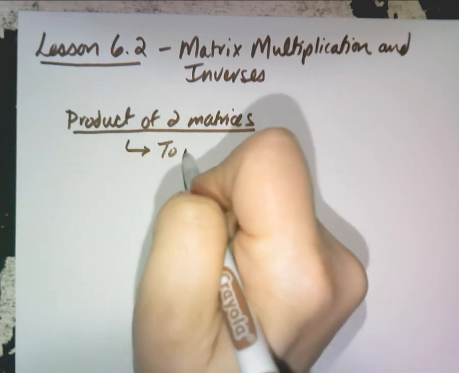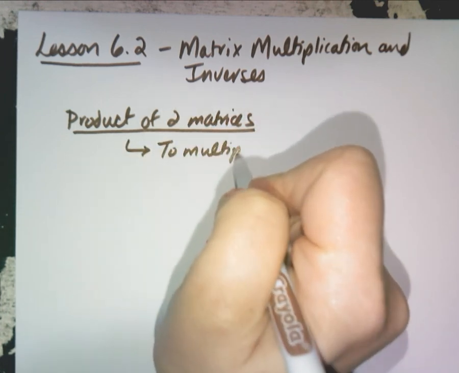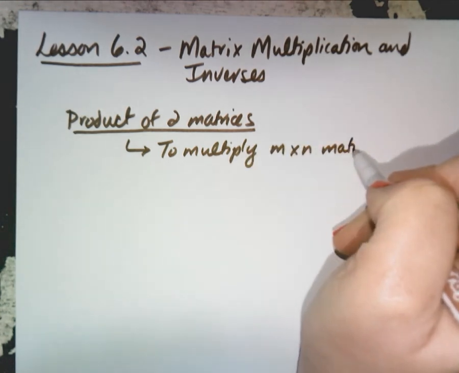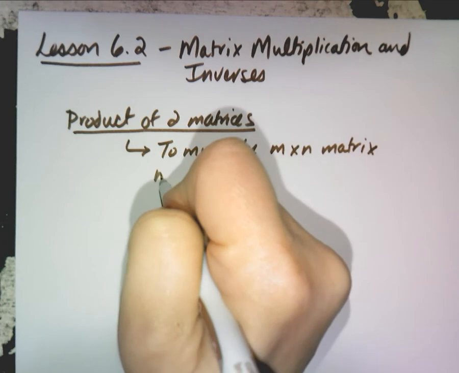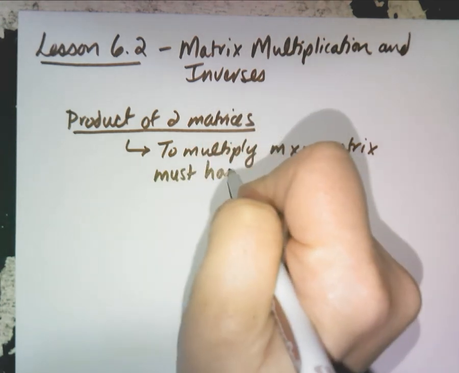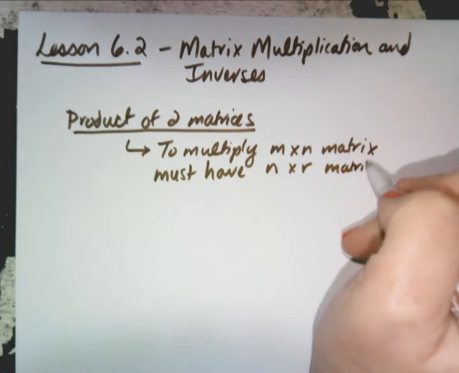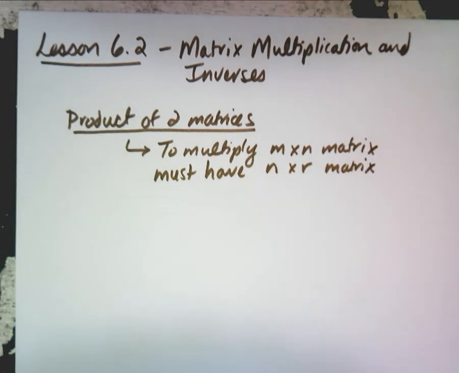So to multiply an M by N matrix, you must have an N by R matrix. I'll give you a minute to write that down and explain what that means. But in order to multiply an M by N matrix, you have to have an N by R.